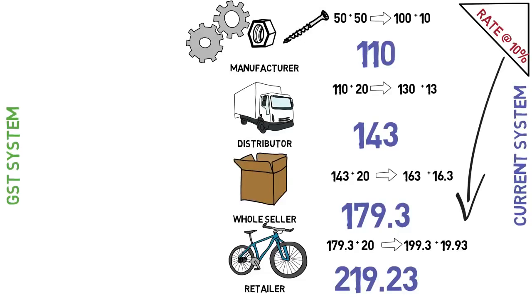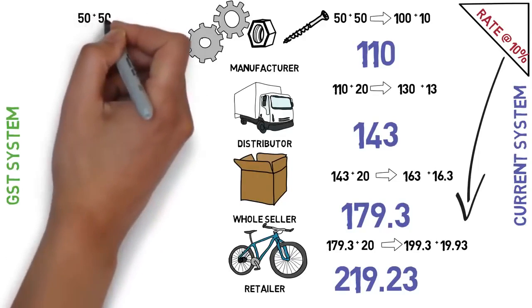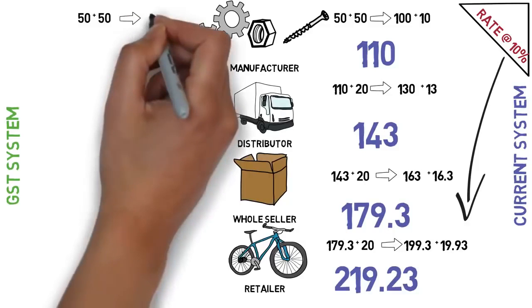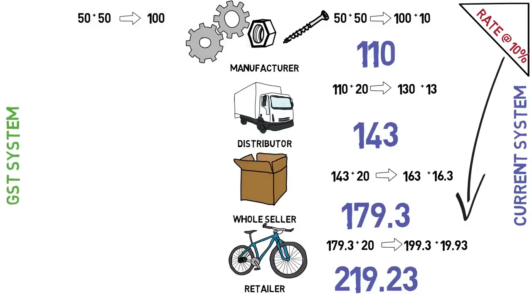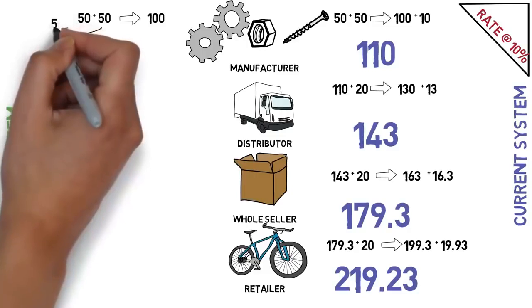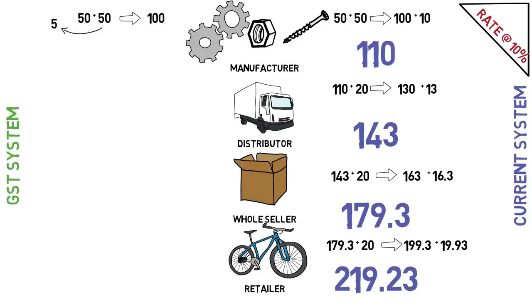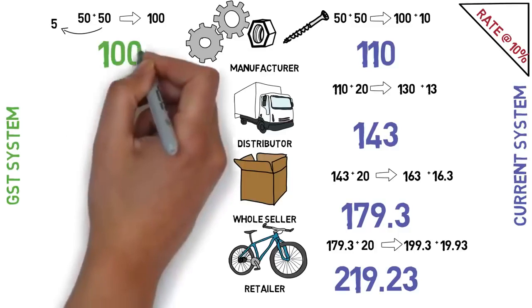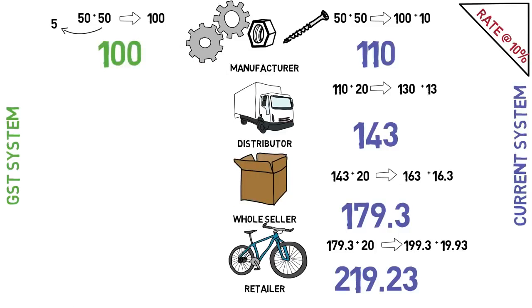Now we will take the same example in the GST system. Raw material of 50 rupees and the manufacturing value of 50 rupees make the product of 100 rupees. But this time, the manufacturer has to pay taxes on the value added by him, which is 50 rupees. So he pays 10% of 50, which is 5, as tax from his profit. But the selling price will not increase and the cost of the product for the distributor is 100 rupees only.